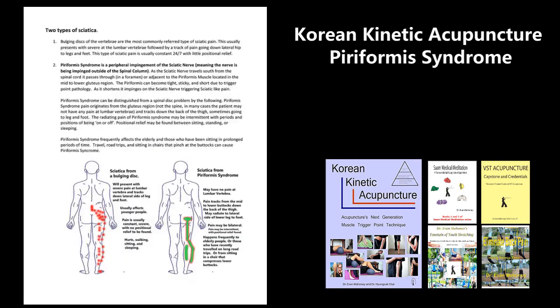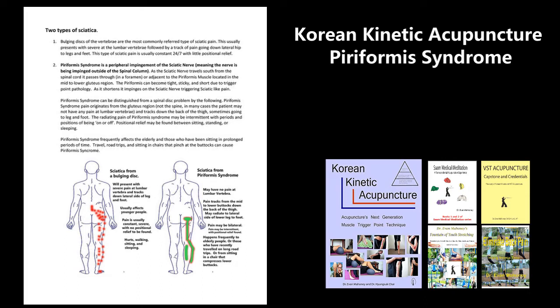Okay, now there are two types of sciatica. Bulging discs of the vertebrae are the most commonly referred type of sciatic pain, although I think they're more commonly understood. Most people don't understand piriformis sciatica, and they always think it's a bulging disc, which it's not. Anyway, bulging disc of the vertebrae is the most commonly thought of referred type of sciatic pain. This usually presents with severe pain at the lumbar vertebrae, followed by a tract of pain going down the lateral hip to the legs and feet. This type of sciatic pain is usually constant 24 hours a day, 7 days a week, with little positional relief.